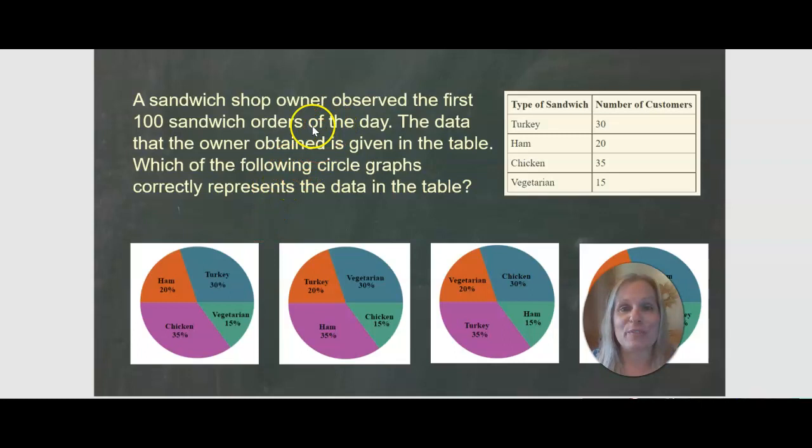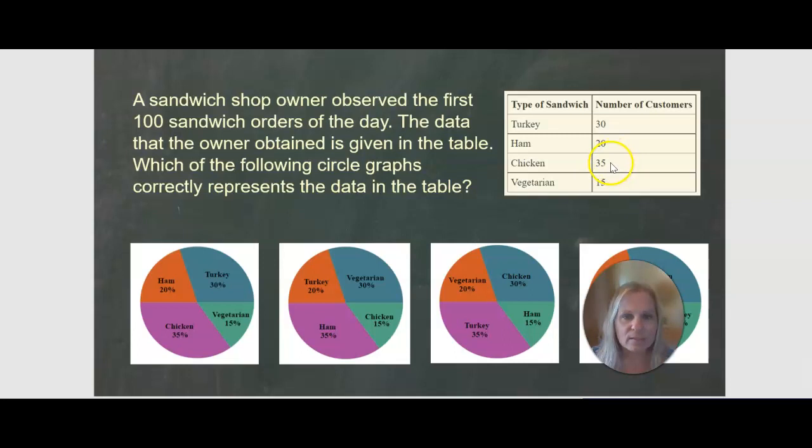A sandwich shop owner observed the first 100 sandwich orders of the day. Good, they gave us the total. The data obtained is given in the table. Which of the following circle graphs correctly represents the data in the table? So let's look. We've got turkey and chicken that look like they're pretty close to each other, right? Turkey is 30 and chicken is 35. So they should be pretty similar.